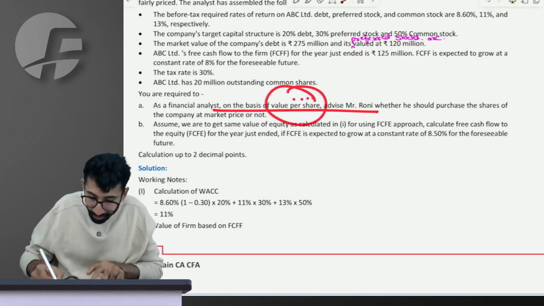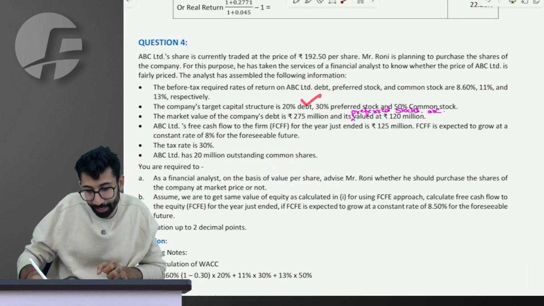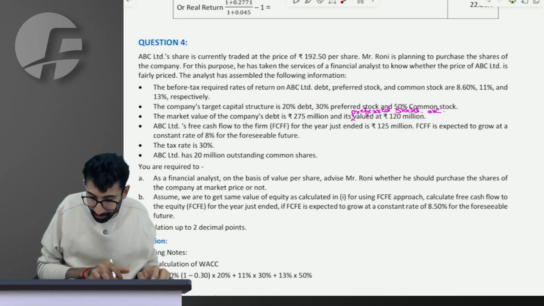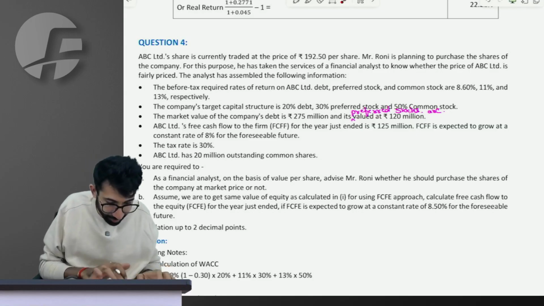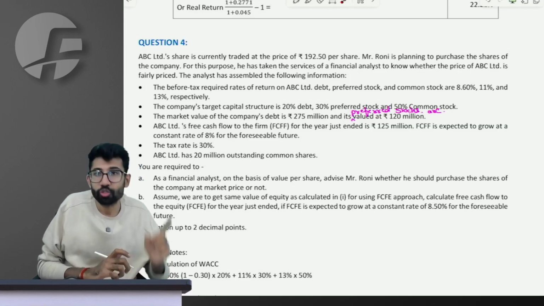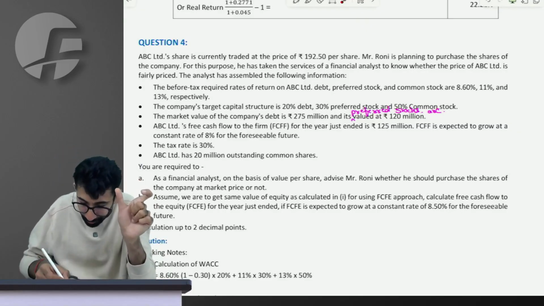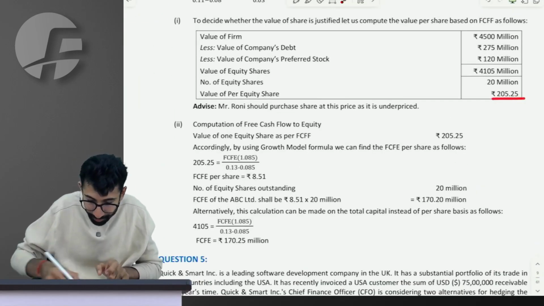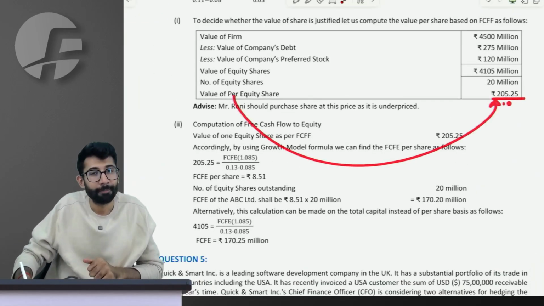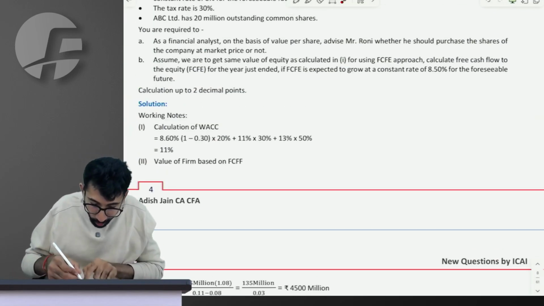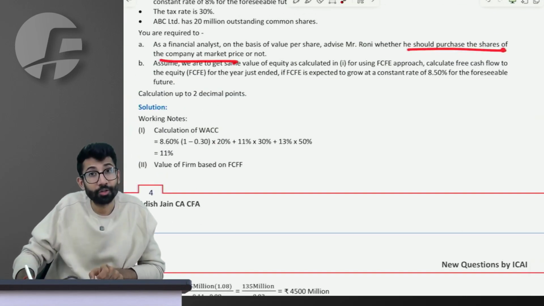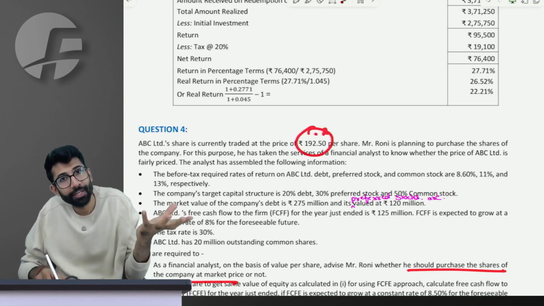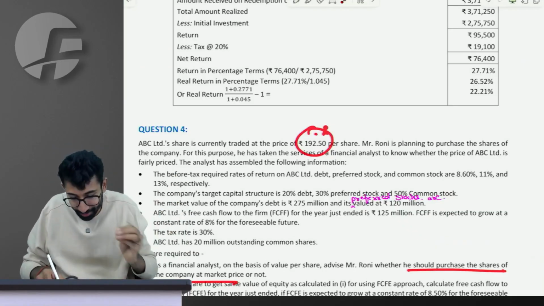What will you obviously do? Deduct value of debt and preferred stock. We know the value of the firm has the value of everyone, minus value of debt, which is how much? Value of debt is 275, minus preferred equity 120. So 4105 is the total value of equity, which when divided by 20 million number of shares, is 205.25, the value of equity per share. Do you have to only find the value or also comment whether we should purchase or not? Sir, according to us, fair value is 205 where the price in the market is 192. We call the share undervalued and suggest its purchase.